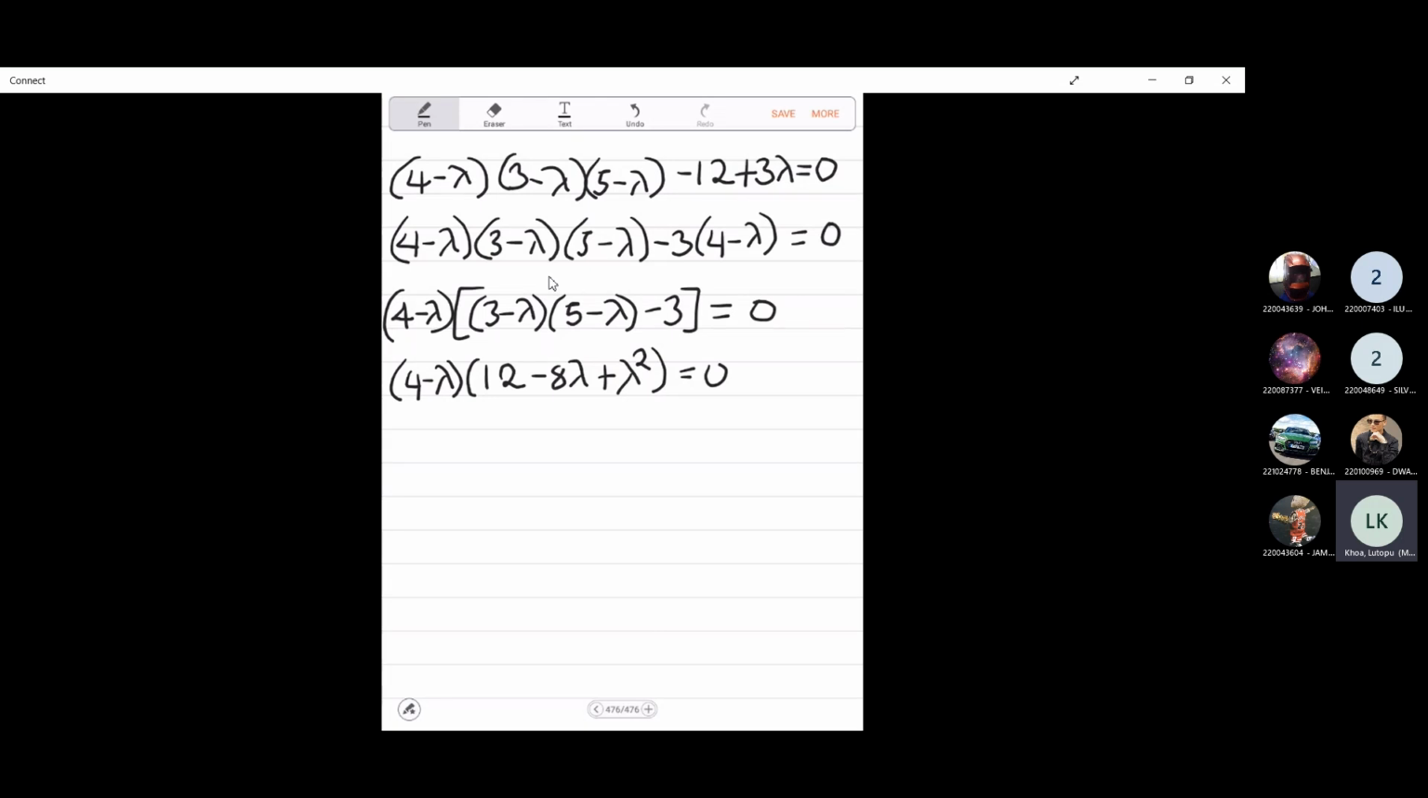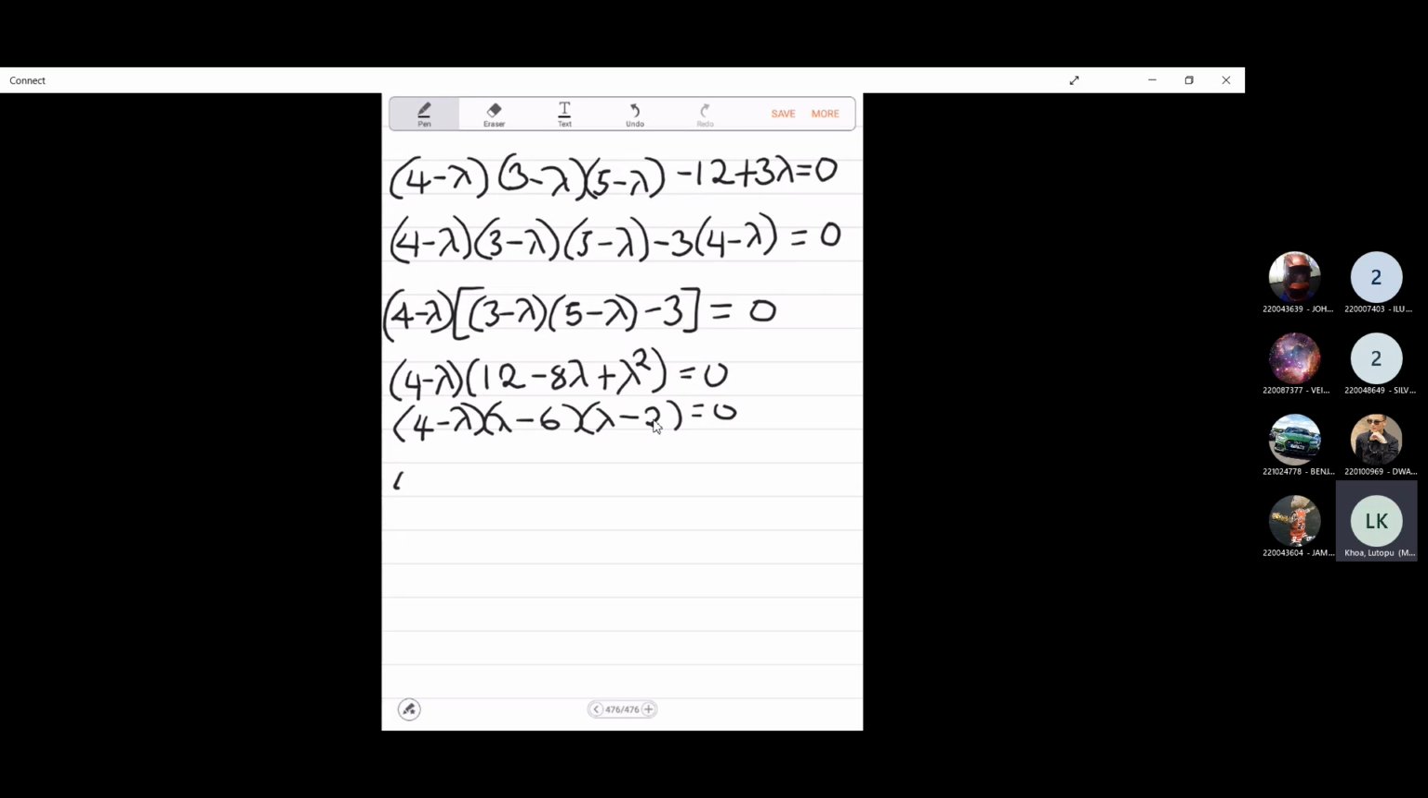Then this is quadratic. You can factorize it, look for 2 numbers. When we multiply them, the answer is 12. And when we add them, the answer is minus 8. That is minus 6 and minus 2. So I have 4 minus lambda. And then here I will have lambda minus 6, lambda minus 2. Now I can solve it.